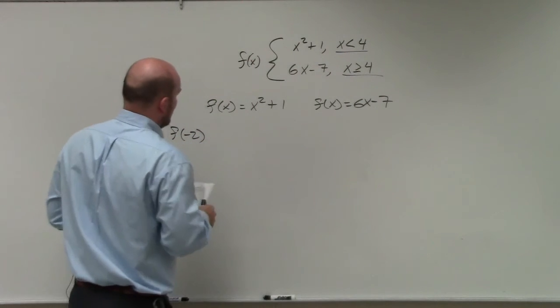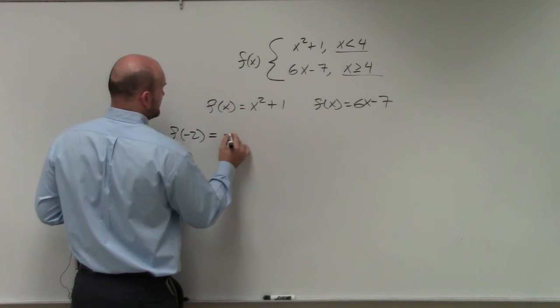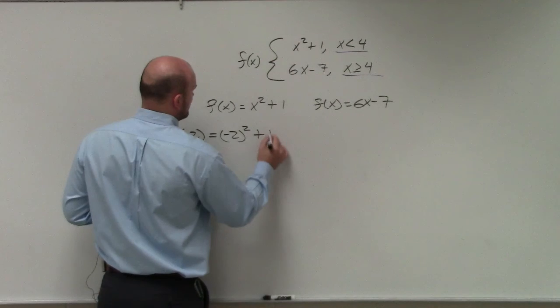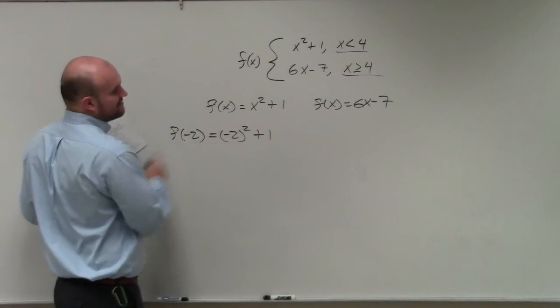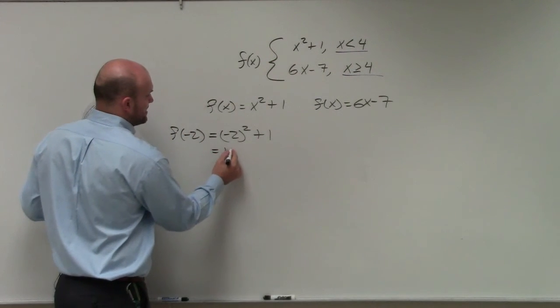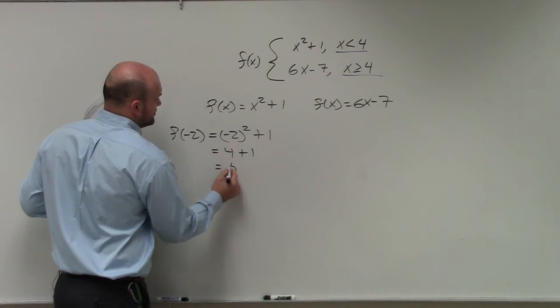So f of negative 2 is equal to negative 2 squared plus 1. And then obviously negative 2 times negative 2 is going to be positive 4, plus 1, which equals 5.